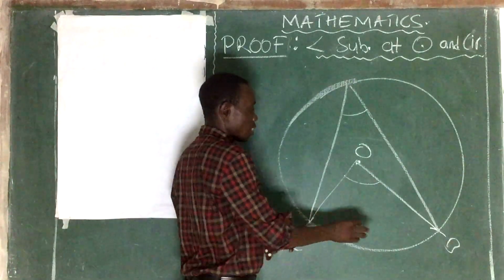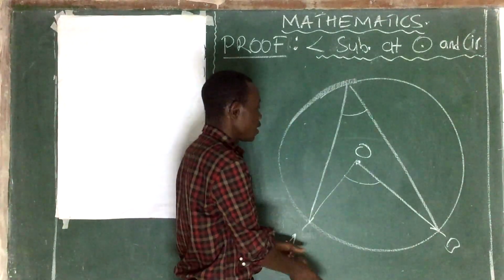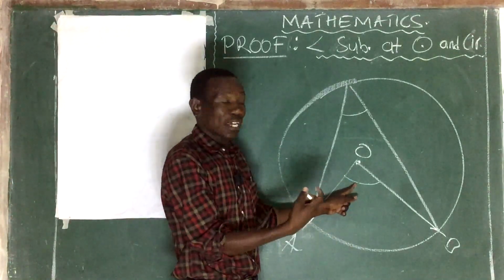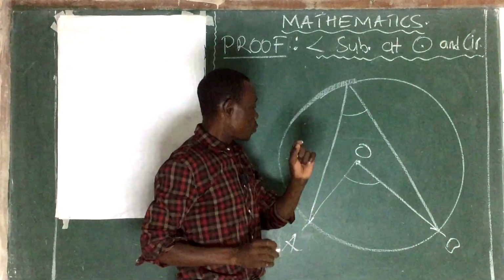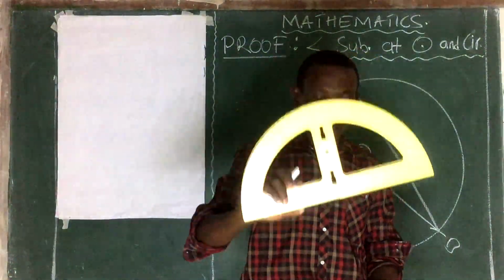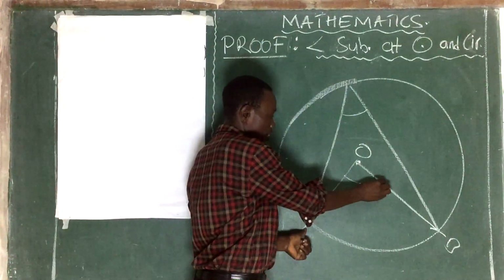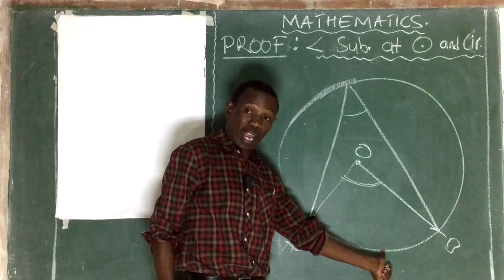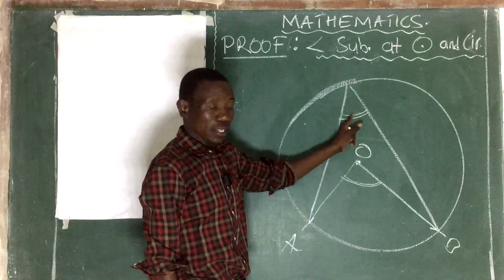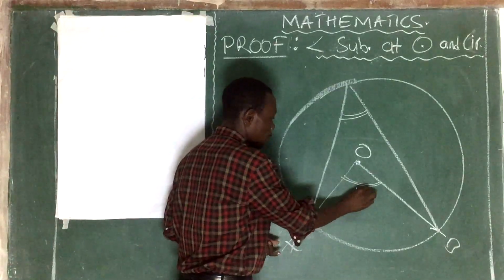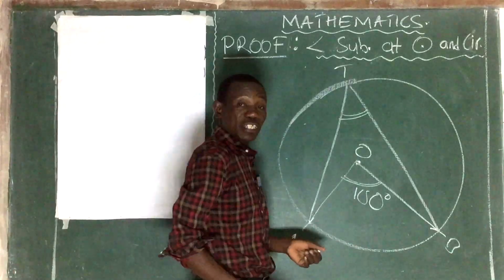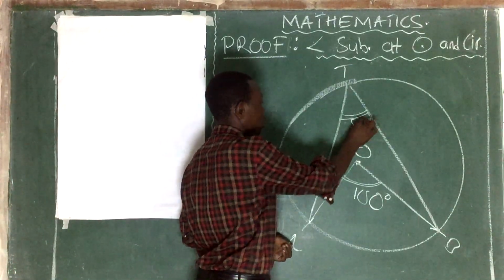So in this case, the arc AB is subtending an angle at the center, and again the same arc is subtending an angle at the circumference. By measuring using a protractor, we observed that the angle at the center, which is subtended by this arc, is twice the angle subtended at the circumference. Meaning to say, if this happens to be 100 degrees, then the angle at the circumference, at this point T, is equal to what? 50 degrees.